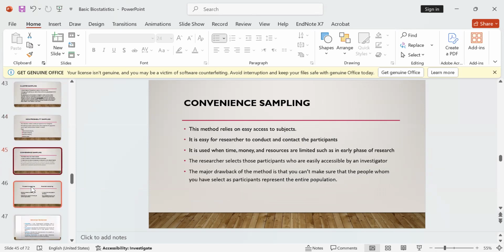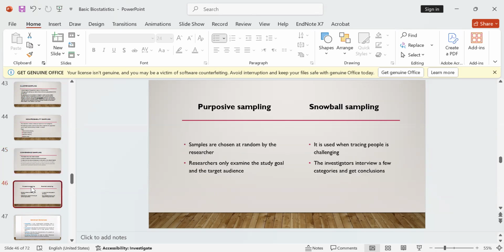Convenience sampling. This method relies on easy access to subjects. It is easy for researchers to conduct and contact the participants. It is used when time, money, and resources are limited, such as in the early phase of research. The researcher selects those participants who are easily accessible to the investigator. The major drawback of the method is that you can't make sure people whom you have selected as participants represent the entire population.